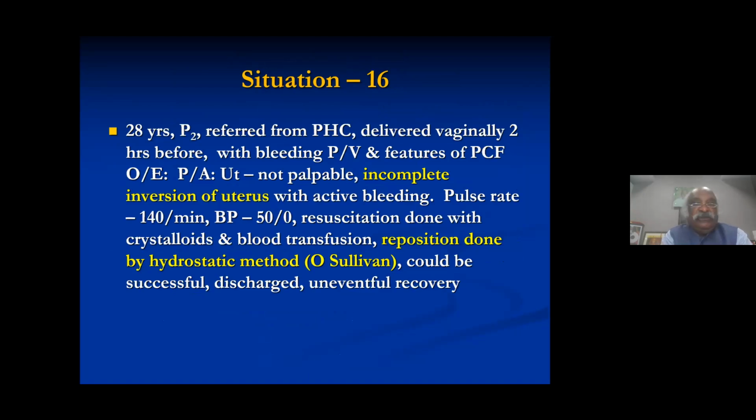A 28 year old, para 2, referred from PHC, delivered vaginally 2 hours before, with bleeding PV and features of peripheral circulatory failure, shock, and uterus not palpable. So I suspected inversion of uterus. With active bleeding, pulse rate was 140 per minute, BP was not recordable, and resuscitation was done immediately with crystalloids and blood transfusion. Reposition was done by the hydrostatic method, O'Sullivan's method, and it was successful. She was discharged on an uneventful recovery.